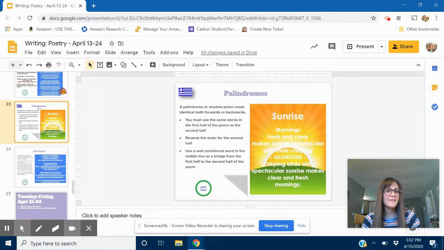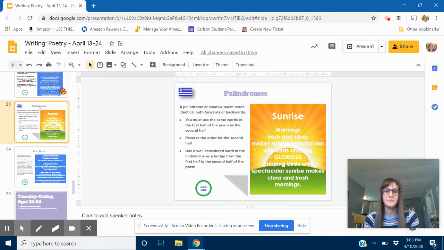Okay. Then this next one here, a palindrome, is really, really neat. A palindrome or shadow poem reads identical both forwards and backwards. And we've read one of these before in class. You must use the same words in the first half of the poem as the second half. Reverse the order for the second half. Use a well-considered word in the middle line as a bridge from the first half to the second half of the poem. So this poem would take a lot of thinking to create, but let's read this one.